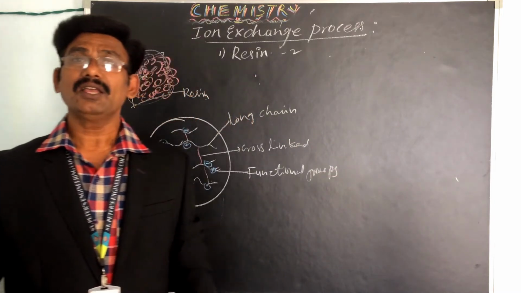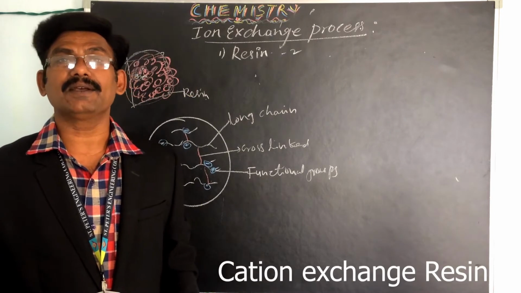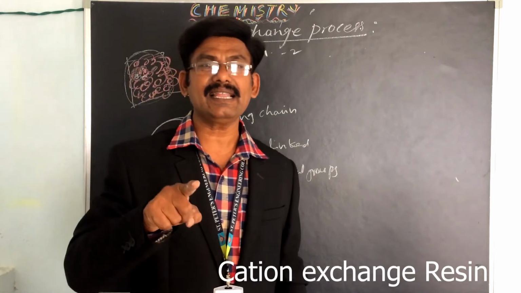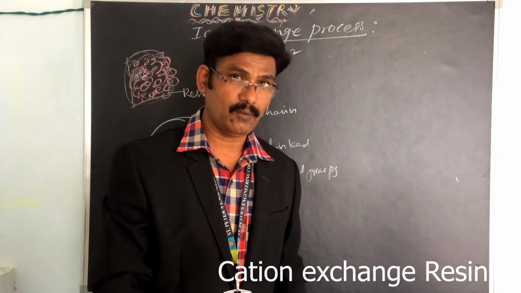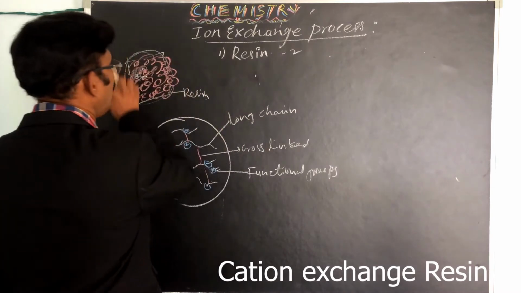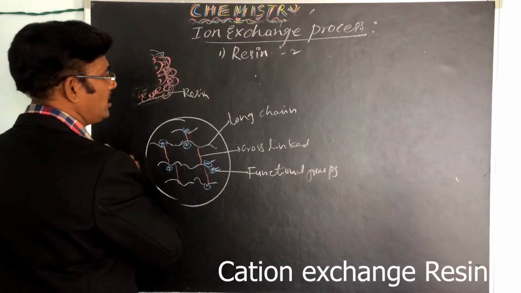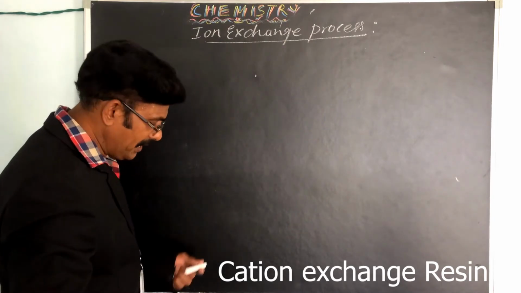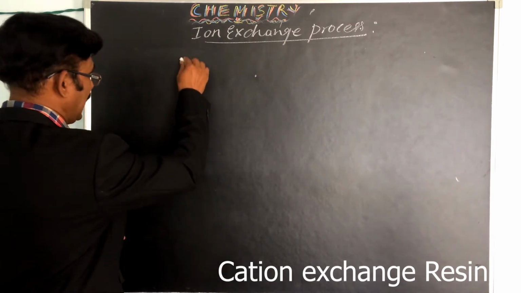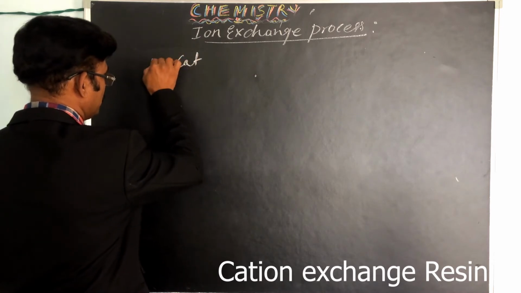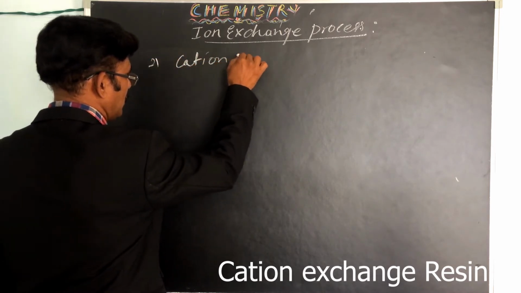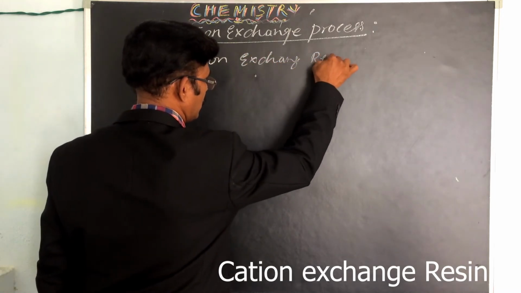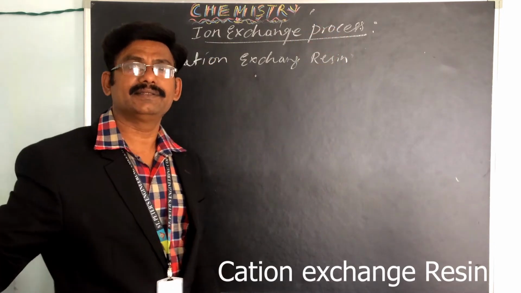Next, what are the functional groups? Cation exchange resin and anion exchange resin. Please draw it and note it down. The next topic is the cation exchange resin.